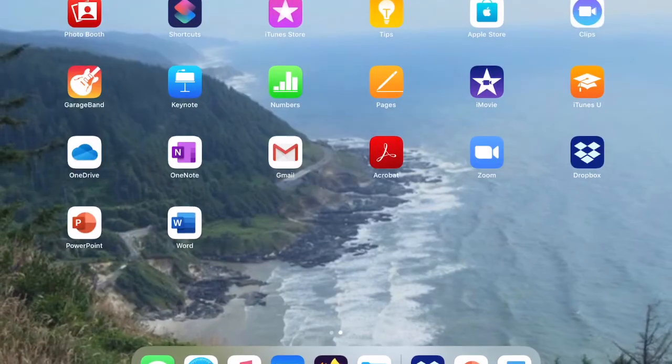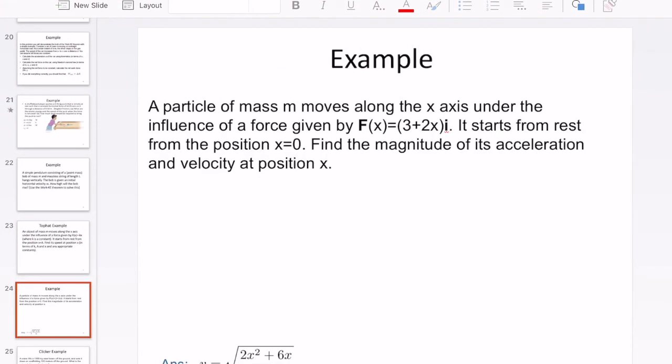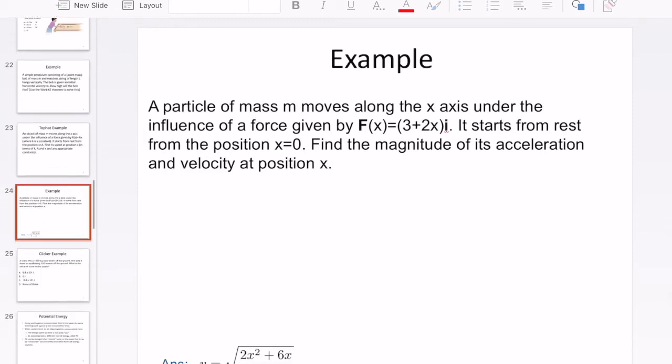Okay, so going back to the PowerPoint, I have a very similar problem on slide 24. Please see if you can work this problem out yourself. It's very similar to the approach of what we just did in this slide.